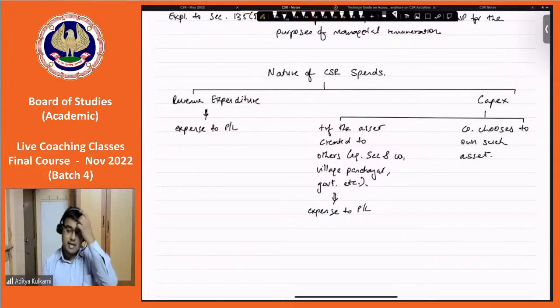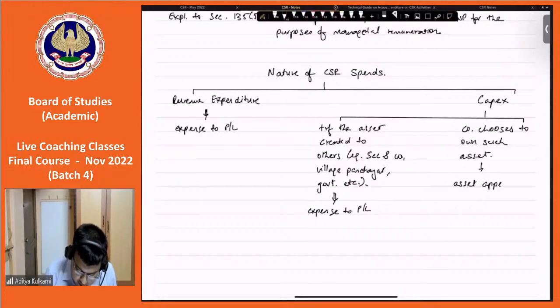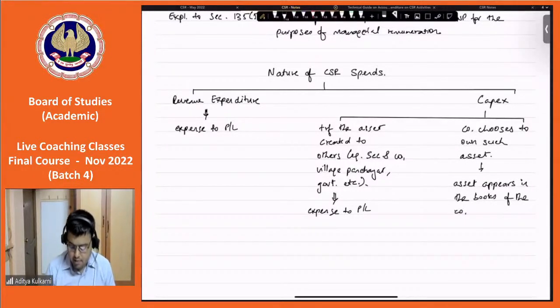You know that fact, and therefore what the company tells, we will make the school, we will maintain the school, we will manage the school ourselves. And therefore in this case, the asset appears in the books of the company. Okay, so if that is the case, what will happen? Two things are there.